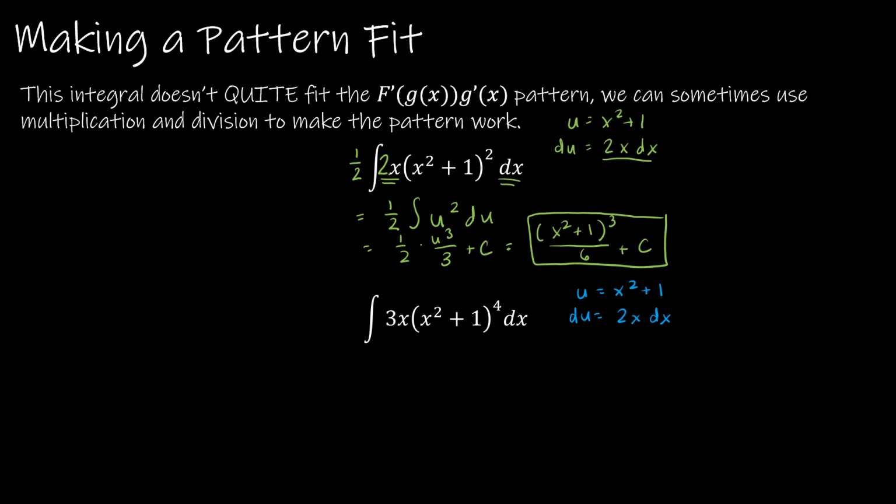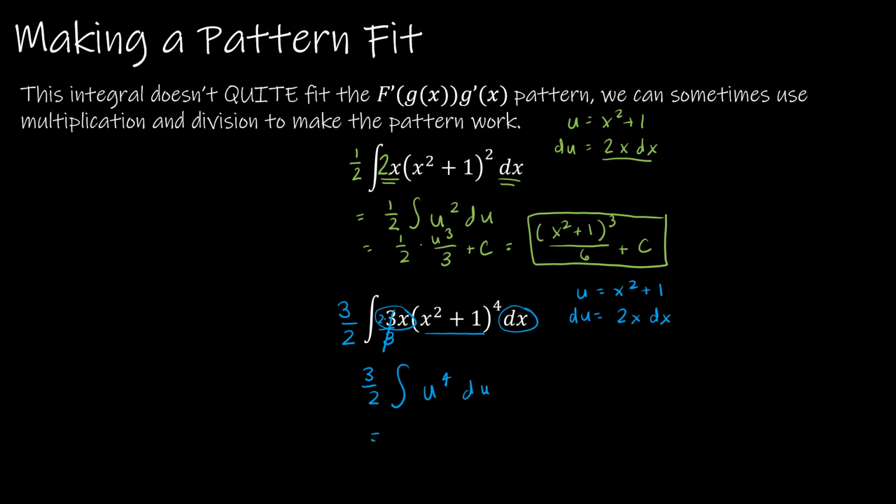So it's very similar to the other question that we did. This doesn't quite fit the pattern because I need 2x dx, and I have 3x dx. So I need to divide by 3 here, but if I divide by 3 here, I need to multiply by 3 on the outside. And then I need to multiply by 2 here, but if I multiply by 2 there, I have to divide by 2 on the outside. So really what I'm doing is taking the inside times 2/3, so that I end up with just 2x dx, and that gives me the 3/2 on the outside. So 3/2 times the integral, this is u to the 4th, and then 2x dx gives me du.